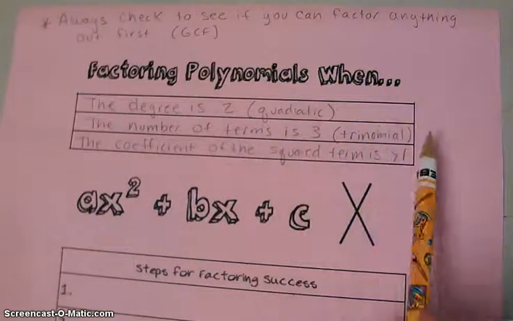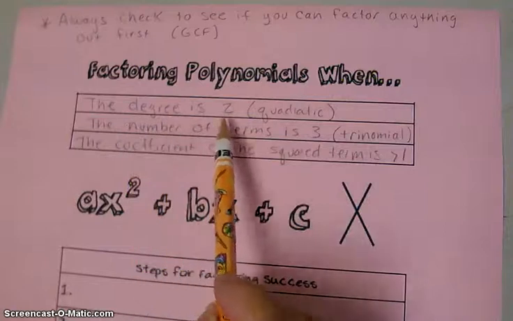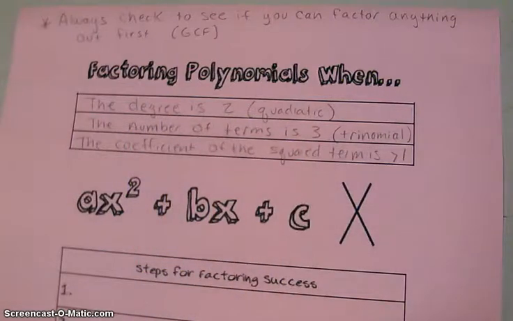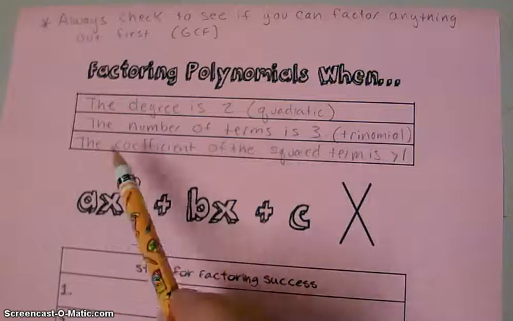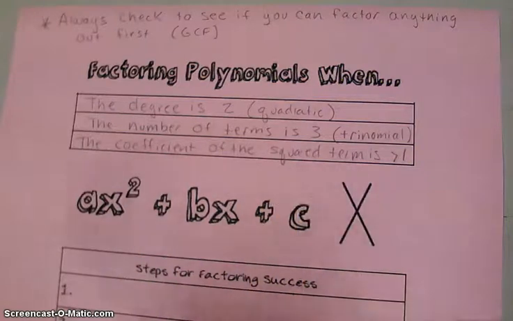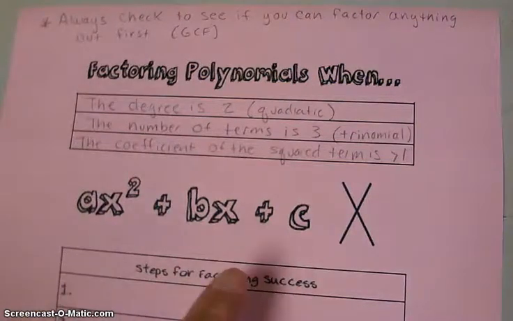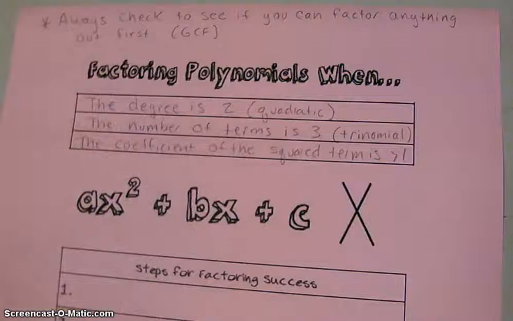Again, we're going to use this organizer when the degree is 2, we have a quadratic equation, the number of terms is 3, we have a trinomial, and the coefficient of the squared term is not 1. This organizer is very similar to the one that we used when we factored polynomials when A was 1, but we have a few different tricks, a few different things we need to do to manipulate so that we can get it in a factorable form.